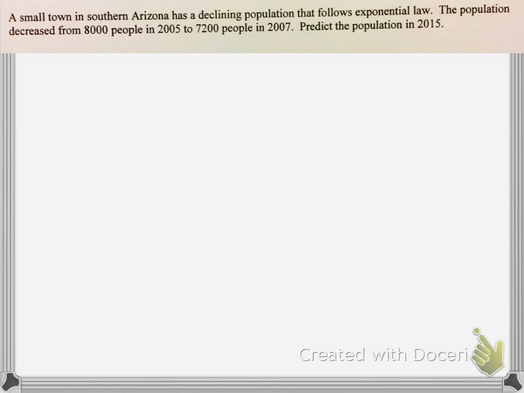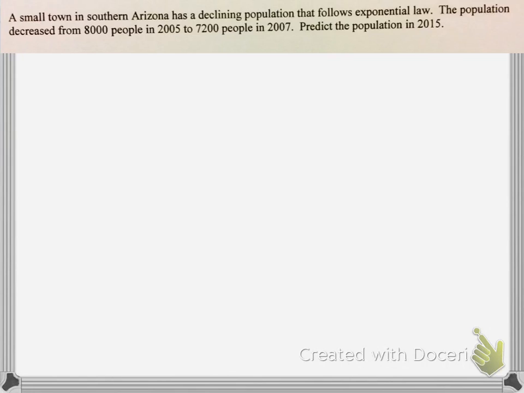A small town in southern Arizona has a declining population that follows exponential law. The population decreased from 8,000 people in 2005 to 7,200 people in 2007. We want to predict the population in 2015. So if the population is following exponential law, that means that it is decreasing. It's an exponential decay situation.